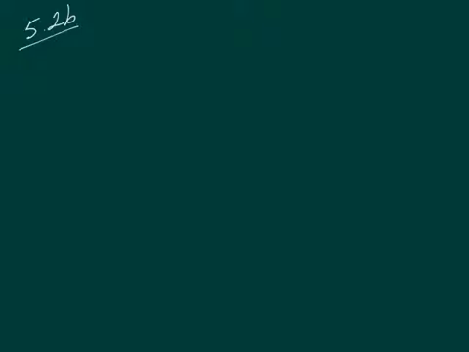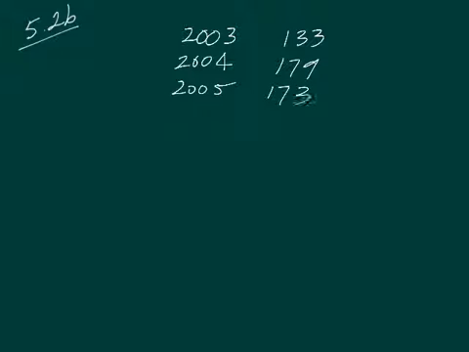So we're coming up with a function, or a general form of the equation, so that we can use it for any year to find out the number of salads sold. So we should be able to find out the number of salads sold in 2016 using this particular formula. So they tell me in 2003 they sold 133 million. In 2004 they sold 179 million, and in 2005 it went down a little bit and they sold 173 million.